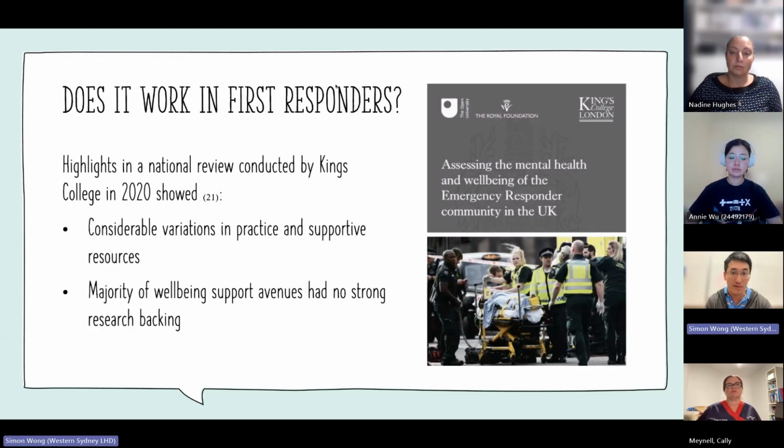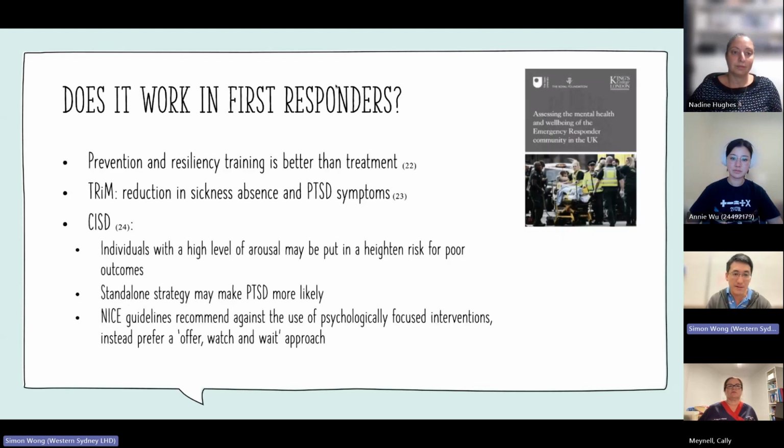A little bit closer to home, there's work in first responders. In 2020, King's College London published a 200-page review. They showed that there was considerable variation in practice and supportive research resources around the United Kingdom, and the majority of wellbeing support avenues had no strong research backing. So it's a bit of a worry, isn't it? They did find that prevention and resiliency training is better than treatment, compared to using debrief as a sole tool for PTSD. TRiM, a model of debriefing which I think Nadine will talk about more later, does reduce sickness absence and PTSD syndromes.